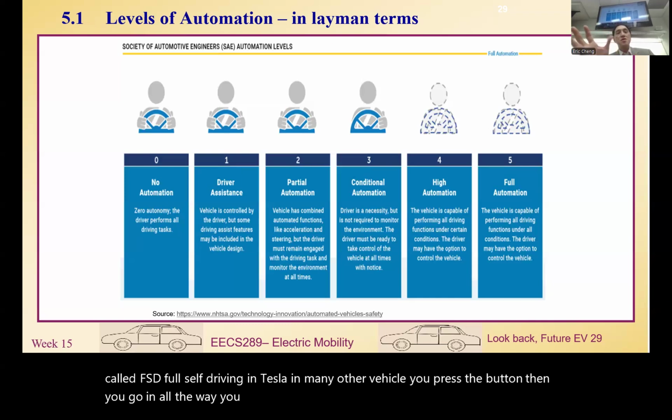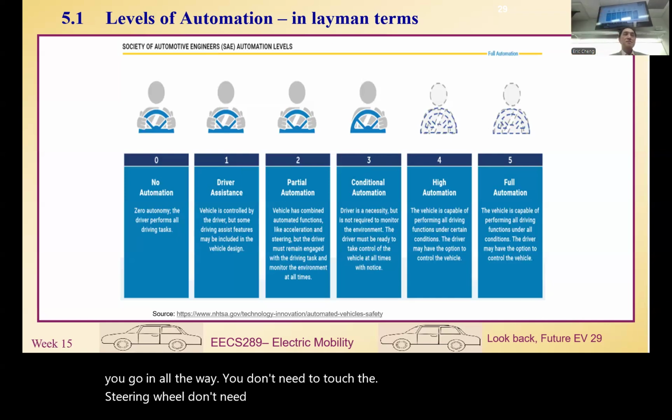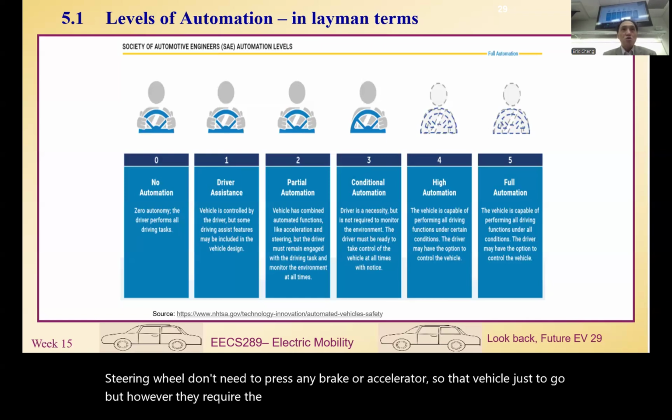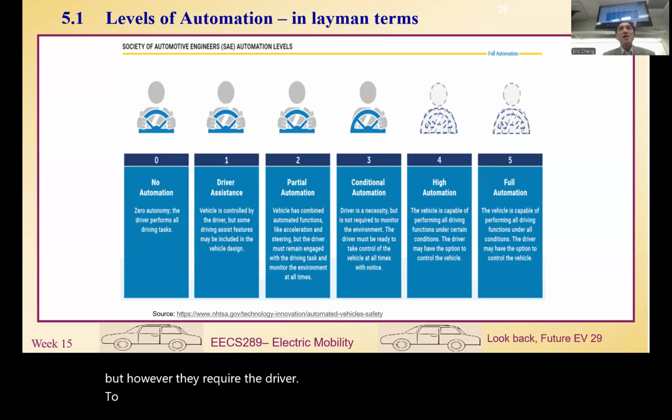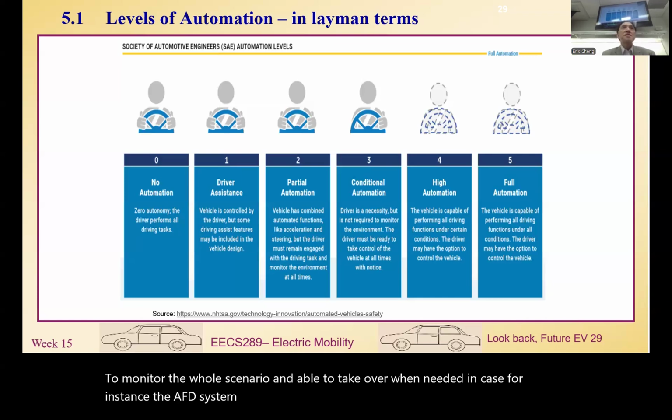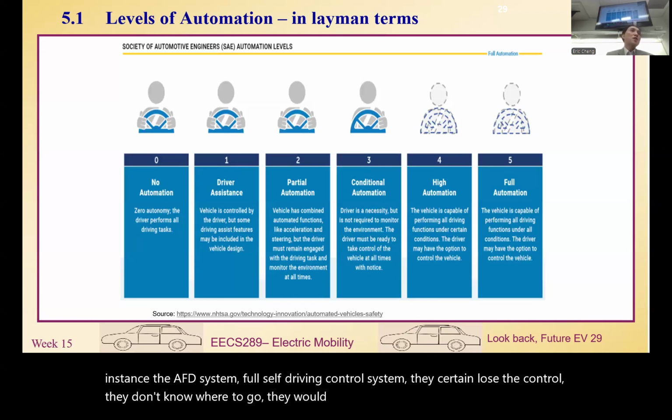You don't need to touch the steering wheel, don't need to press any brake or accelerator, so the vehicle just goes. However, they require the driver to monitor the whole scenario and be able to take over when needed. In case, for instance, the FSD system, the full self-driving control system, suddenly loses control and doesn't know where to go, it would return the control back to the driver, which can be at any time.